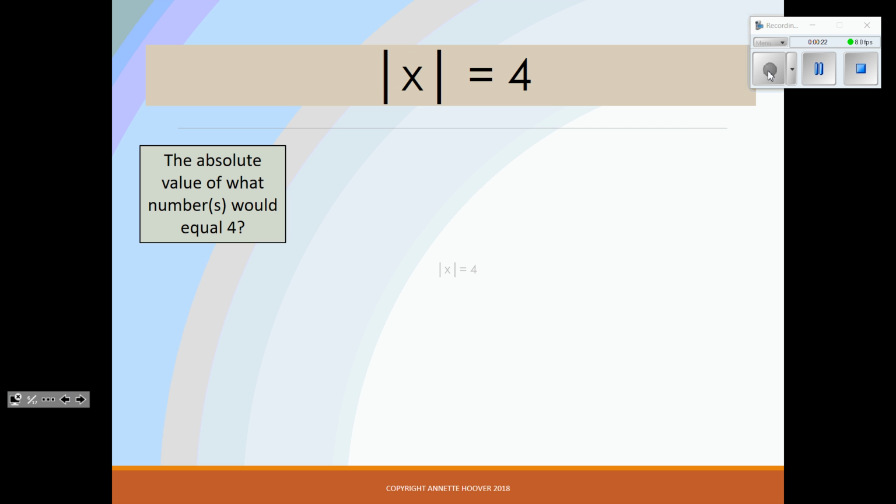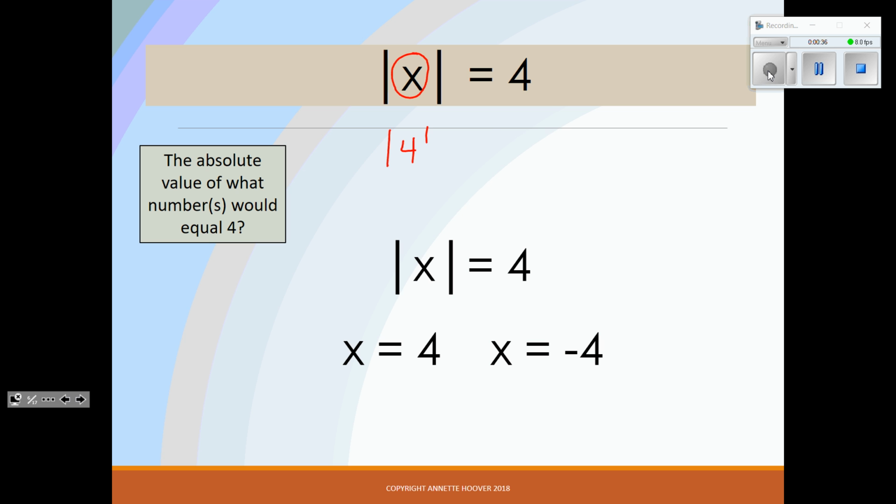Well, what we know about absolute value is absolute value means the distance from 0. So what numbers have the distance from 0 of 4? Well, there are two numbers. There's 4 and negative 4. We could say the absolute value of 4 is equal to 4, or the absolute value of negative 4 is also equal to 4. Notice that there's two possible solutions.